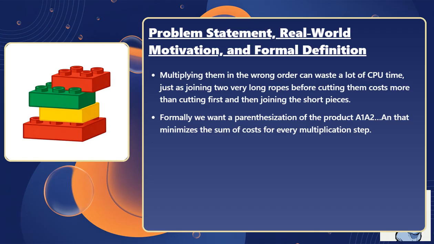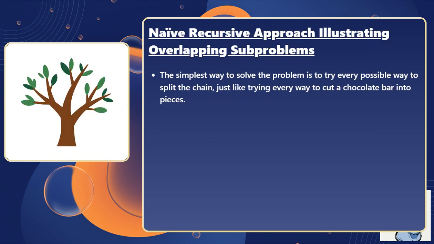Formally, we want a parenthesization of the product A1, A2 up to An that minimizes the sum of costs for every multiplication step. The simplest way to solve the problem is to try every possible way to split the chain, just like trying every way to cut a chocolate bar into pieces.